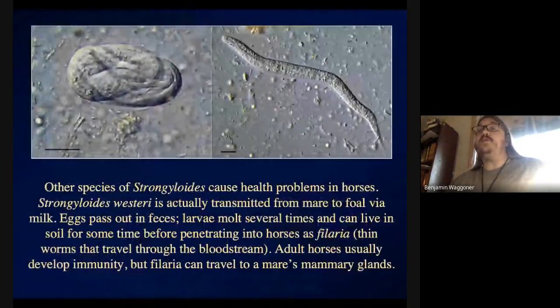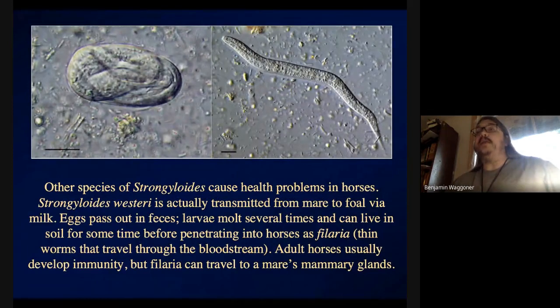Vets, there are other species that will cause health problems in horses. This is a relative, Strongyloides westeri, that's actually transmitted in milk. Rather a sinister development there. The eggs pass out in feces, the larvae molt. The larvae can live in soil for some time before they penetrate into horses as filaria. This very thin stage that can travel through the bloodstream. Transmission results because the filaria can travel to the mammary glands of a mare.